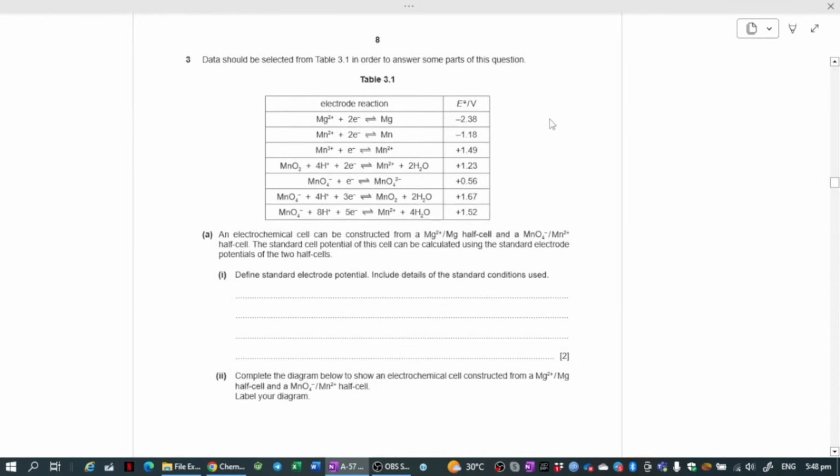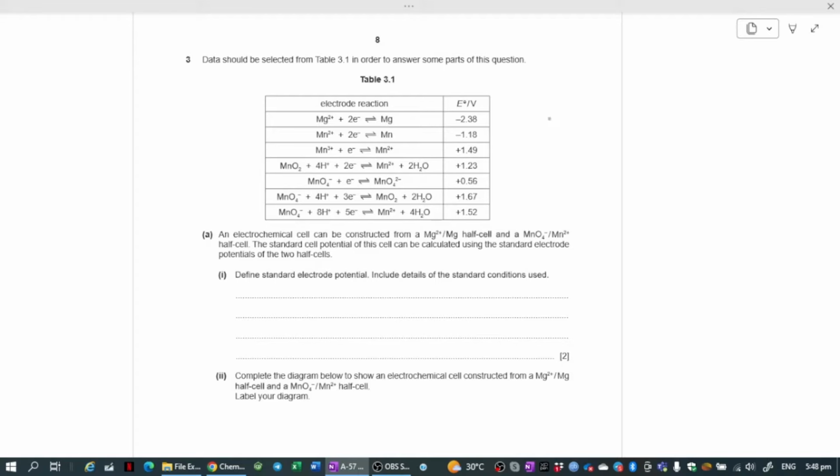Moving on to question 3, which deals with electrochemistry. We are told here that an electrochemical cell can be constructed from a magnesium 2+ magnesium half cell and a manganese half cell. The standard cell potential could be calculated using the electrode potentials of the two half cells. So the first part asks us to define the standard electrode potential, include details of the standard conditions used.